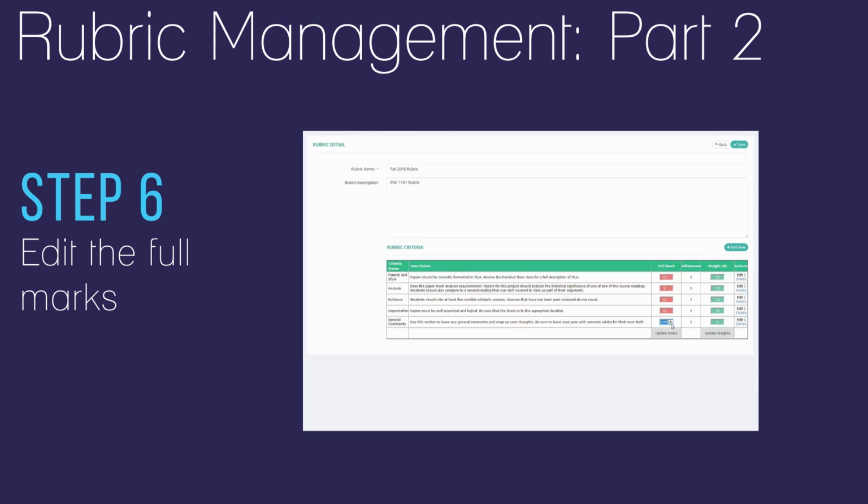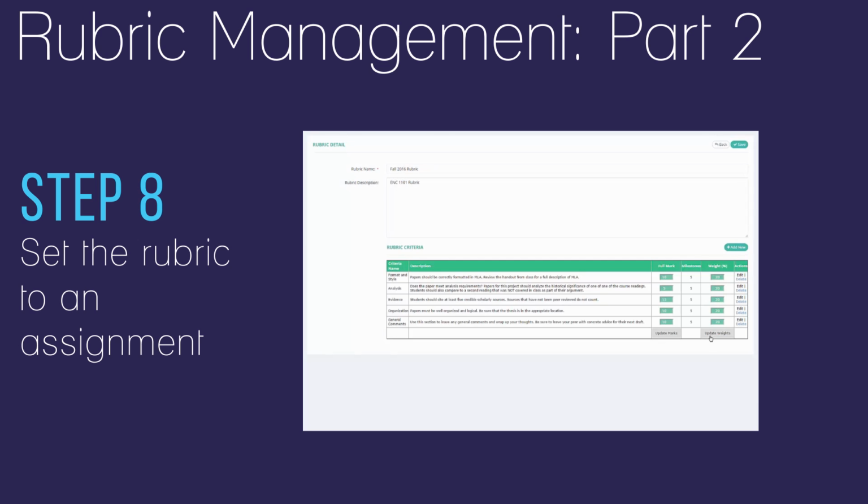Next, to change the full mark, type in a new number and select Update Marks. Note that the numbers may not be higher than 100. Finally, select the weights of each of the criteria and click Update Weights. The numbers must add to 100%, otherwise you'll be prompted to change them.